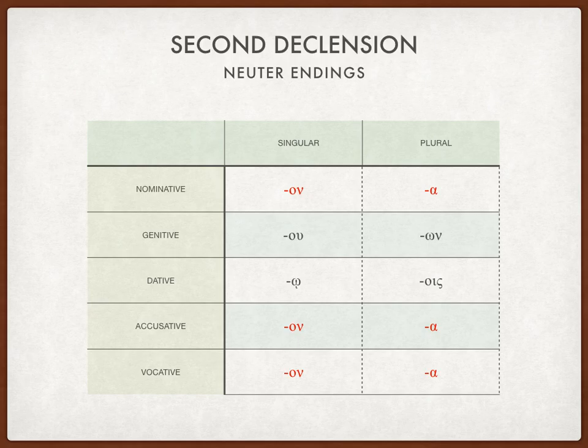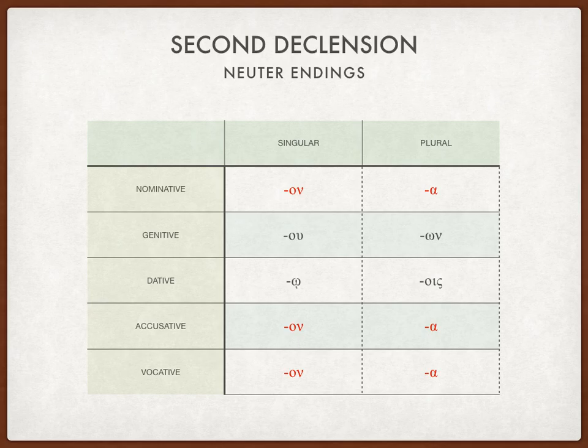To or for in the dative, oi, same as the masculine. But remember, in the accusative, if it's a neuter noun, it's the same as the nominative, so I'm going to use on. And the same in the vocative. If I talk to a thing, then I'll use on again. Simple, right? Just remember that the nominative, the accusative, and the vocative are the same, and all the rest of the endings are the same as the masculine, so there's not a whole lot new here for you to memorize.